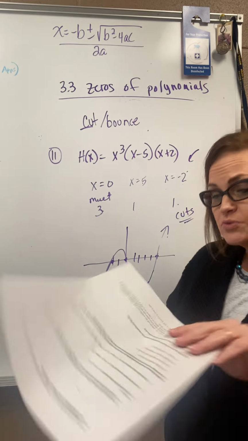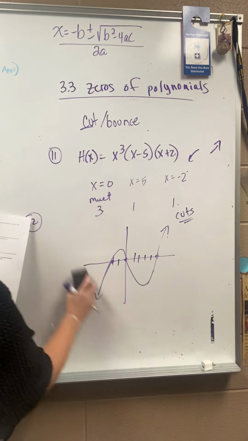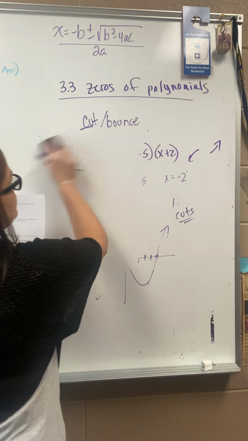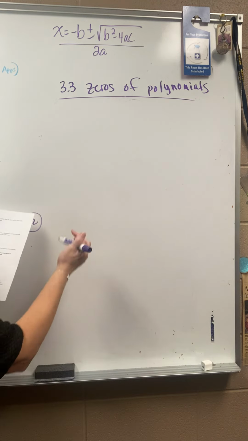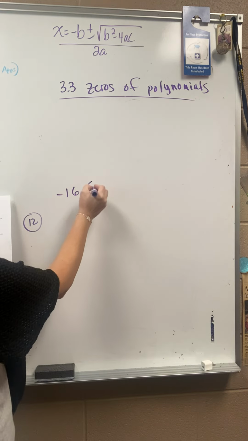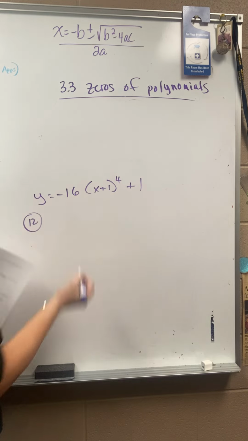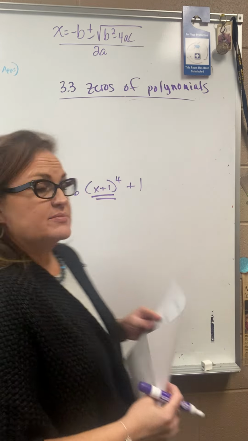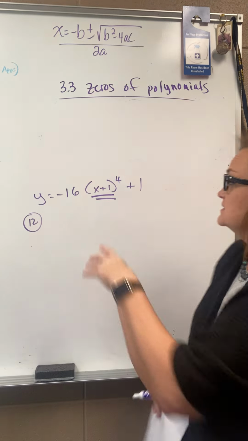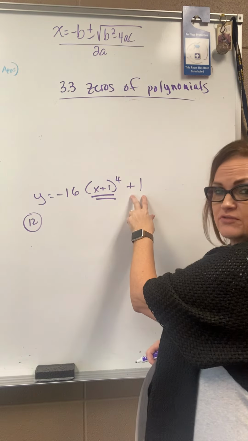All right, number 12. Number 12 takes us back to the shifting rules, the old shifting rules. They're still a thing. If a problem qualifies in a shifting rule pattern, we can use shifting rules. So this is y equals, and this is what I consider a shifting rule. You've got something in the parentheses, that is a horizontal shift. It's always the opposite, and that would be a vertical shift.